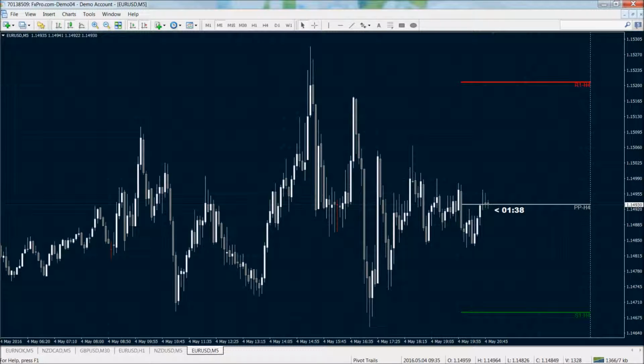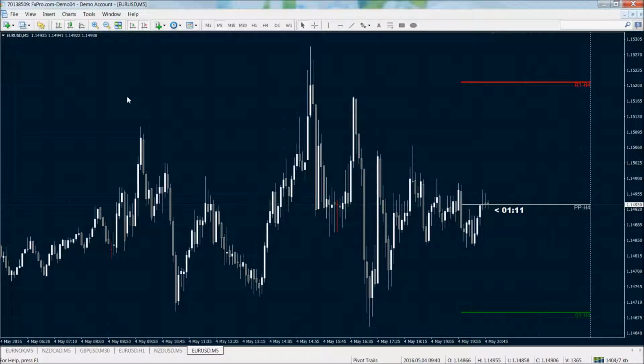Explain you my new indicator. It's a pivots plotter. First of all, let me explain what exactly pivots plotter is. This is a very basic indicator which will tell you the calculated values of support and resistance, and also the pivot point for a particular time frame.